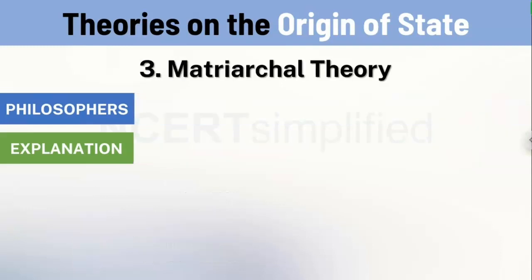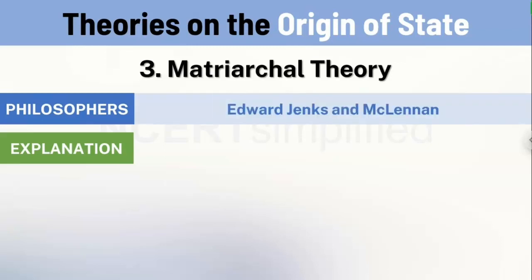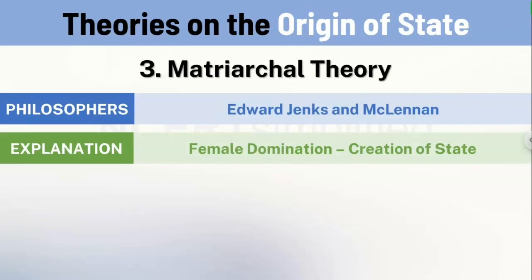Now let's move on to the matriarchal theory, which is the same as the patriarchal theory. However, we know that matriarchy is a system where women have domination over society. The philosophers who propounded this theory were Edward Jenks and McLennan, and thus this theory explains that female domination led to the creation of a state. So it's the same thing.